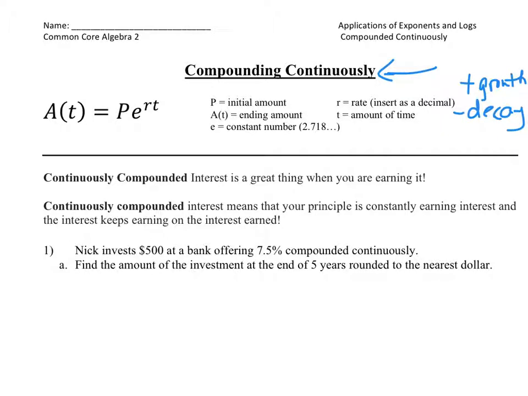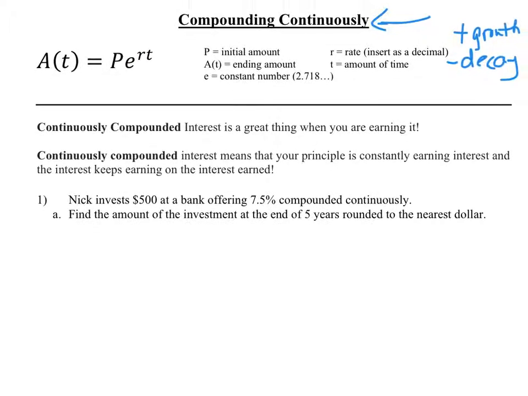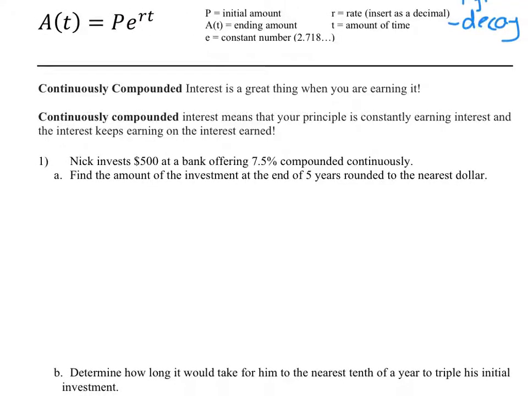So you do have to know this formula. We tend to call it PERT. And the word that you're always looking for is continuously. If you see the words compounded continuously, that means you are going to be using this PERT formula, where e is your base and your rate is now in the exponent. Compound interest is a great thing, especially when you're earning it. It's not as fantastic as we like to say, but it is better than any other type of compounding if you're dealing with money.